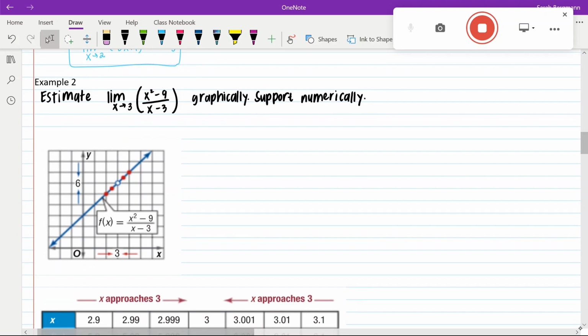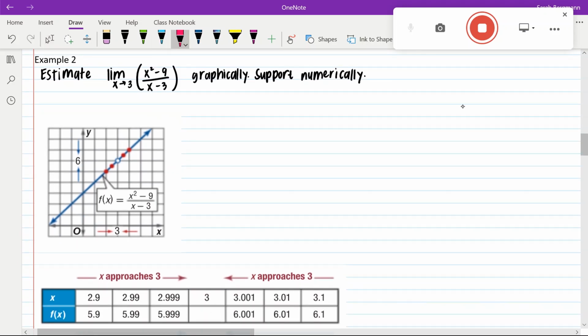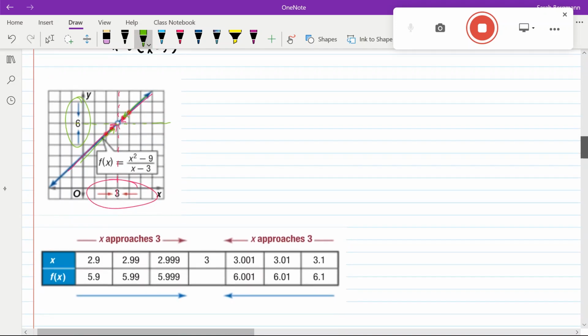The next one, estimate this limit graphically, support it numerically. Again, we're looking as x is approaching 3. What's our y value approaching? So we see as x is approaching 3, our y value is approaching 6. So our x value is approaching 3, while our y value is approaching 6. And if we looked at this on a table, we see as x gets closer and closer to 3 in either direction, our y values are getting closer and closer to 6.